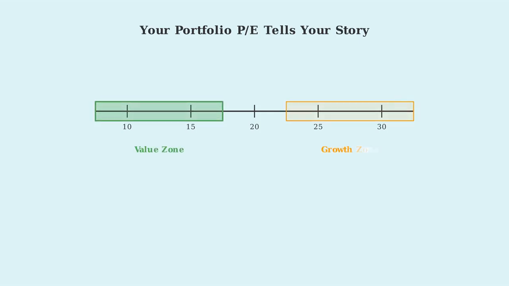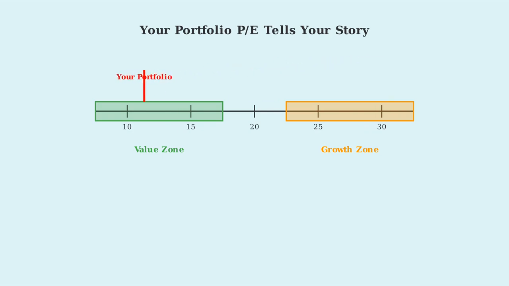Portfolios with PE ratios below 15 typically fall in the value zone. Steady, conservative, focused on current earnings. Portfolios with PE ratios above 25 are in the growth zone, dynamic, forward-looking, betting on future potential. Imagine your portfolio has a PE ratio of 28. This pointer shows you're clearly in growth territory. You're a rocket rider, seeking high-growth companies with big future potential, even if it means paying premium prices today.